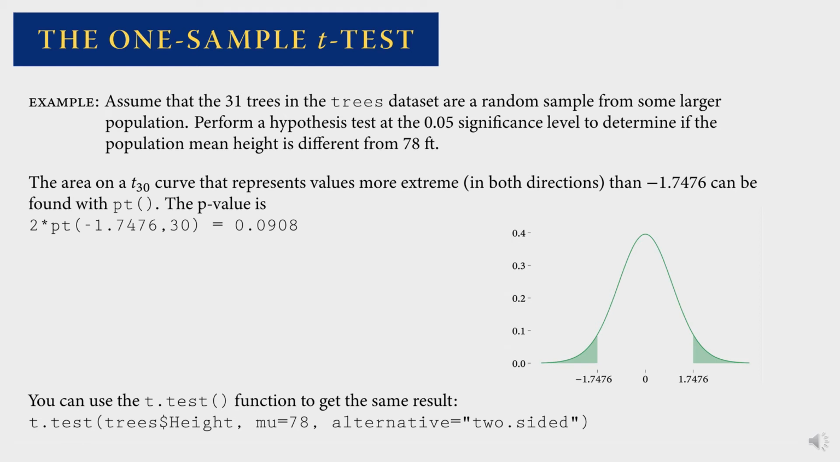The t-statistic is negative 1.7476, which is here. The area that's less likely than what I got is this area here. And then to get the p-value, I can double this because the t-distribution is symmetric.